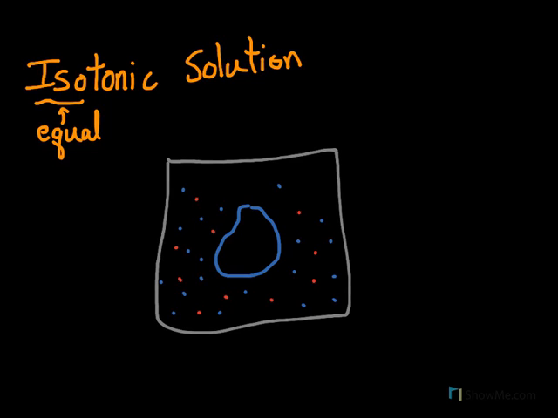So we'll draw some salt in. So let's say we have 1, 2, 3, 4. Okay, you know what twice as much of 4 is. It's 8. 1, 2, 3, 4, 5, 6, 7, 8. Okay, so basically what we have here is the concentrations are equal both outside the cell and inside of the cell.